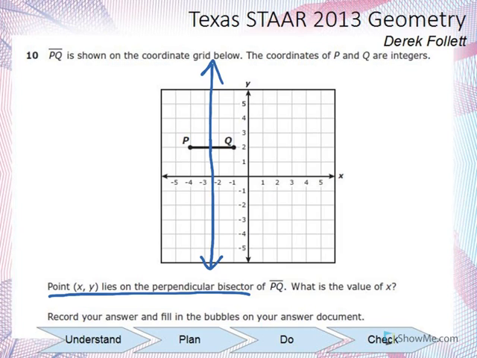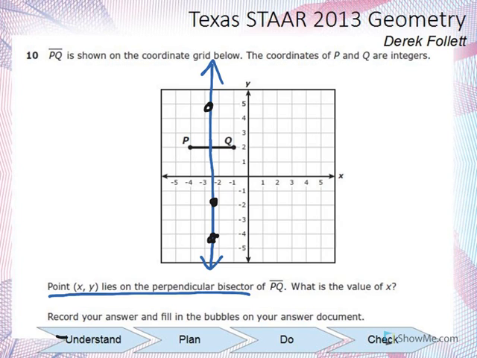And then we have a point XY, some unknown point, but we know it's somewhere on that perpendicular bisector. So it could be here, it could be here, could be here, anywhere on that line. And then it says, what is the value of X?